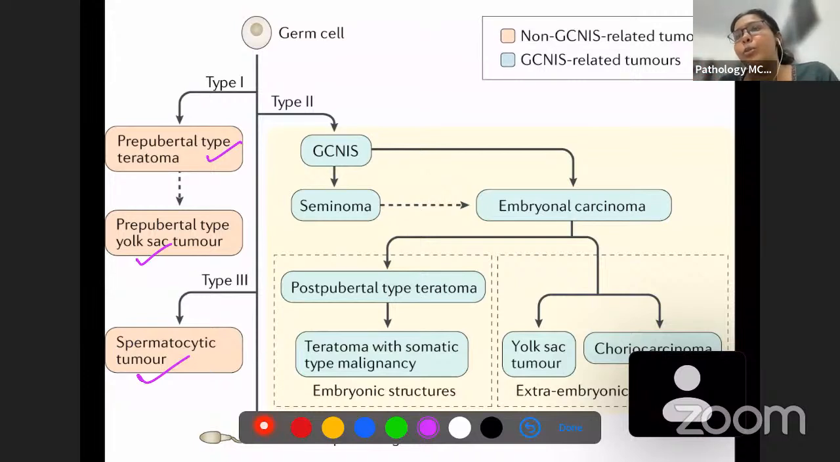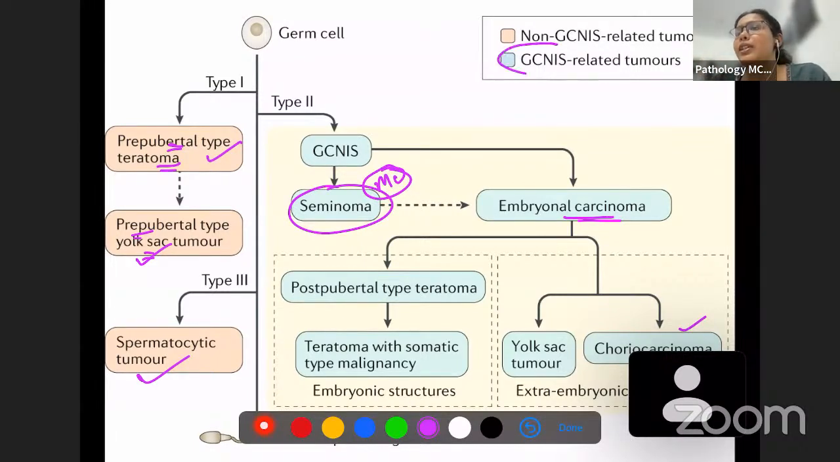Whatever tumors come from the GCNIS: seminoma, most commonly asked in the exam also, and the second one is embryonal carcinoma. We know prepubertal type teratomas and prepubertal type yolk sac tumor were not GCNIS associated. So postpubertal are GCNIS associated. Also choriocarcinoma is GCNIS associated. So this is the classification of germ cell tumor.